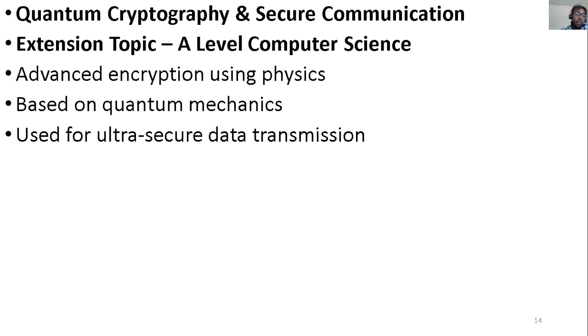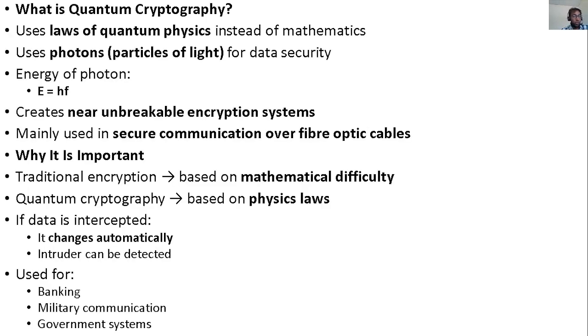Next, this is an advanced topic that is not part of our syllabus, but this is the thing that we will be studying in A levels. This is called quantum cryptography or secure communication, A levels computer science, an advanced encryption using physics based on quantum mechanics, used for ultra secure data transmission. What is quantum cryptography? Let's quickly go through it.